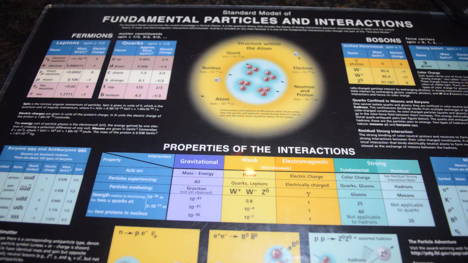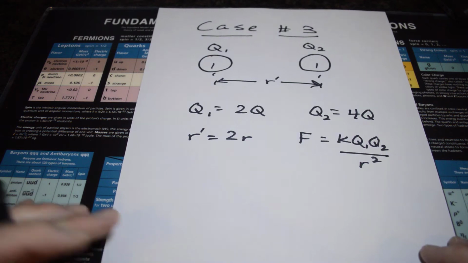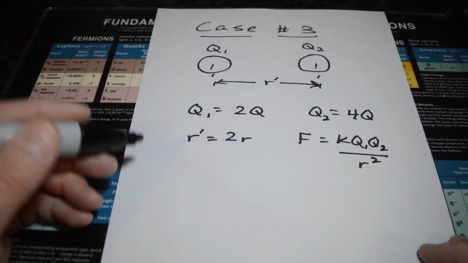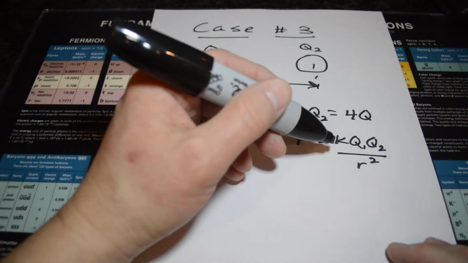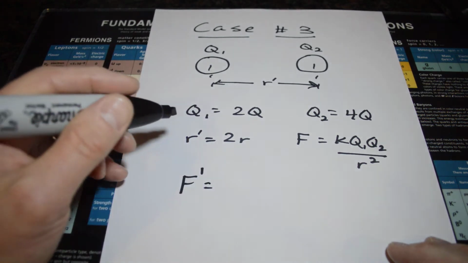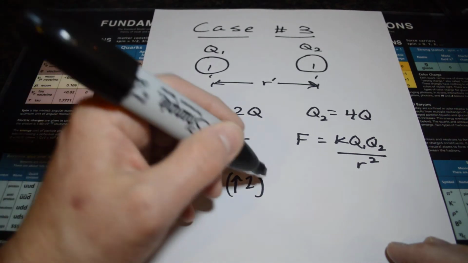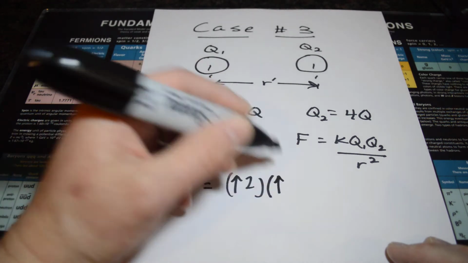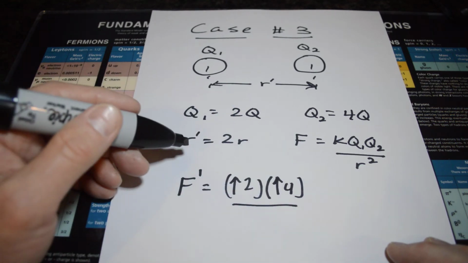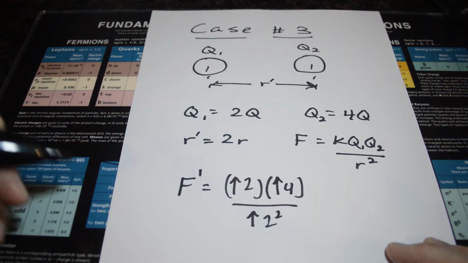Moving on to the next case, case 3. Go back to the original case of Q and Q. Now we have 2Q, 4Q at a distance of 2R. So now both the numerator and the denominator ought to change. So our new force, we're going to have a factor of 2 times as much for the 2Q, for Q1. And then the second one, Q2, goes up by a factor of 4. But then on the denominator, you're going to have that go up by a factor of 2 squared.